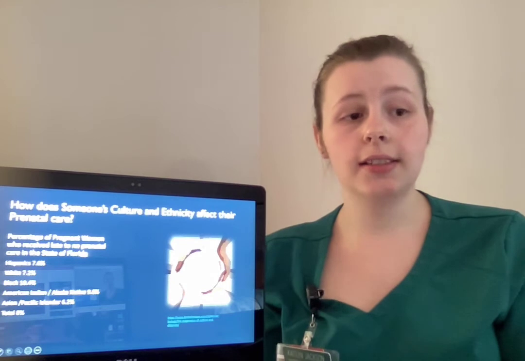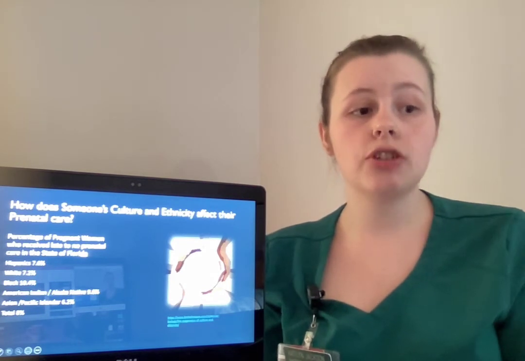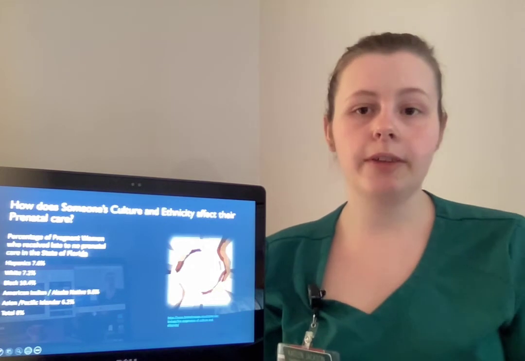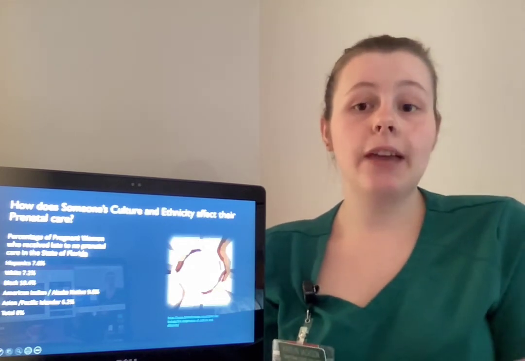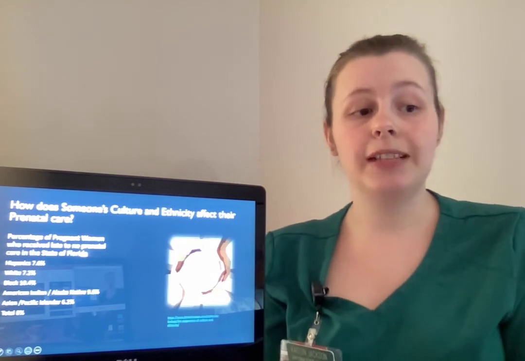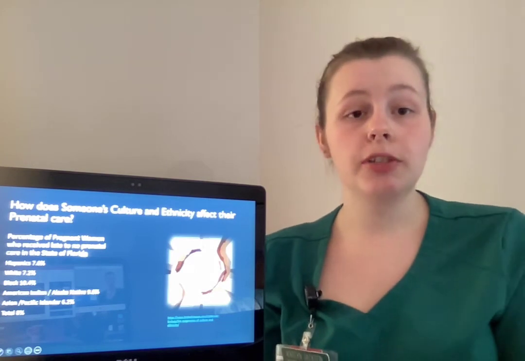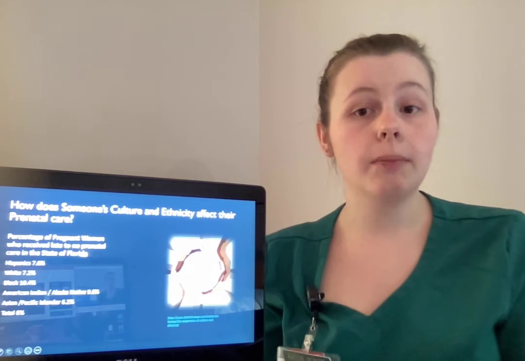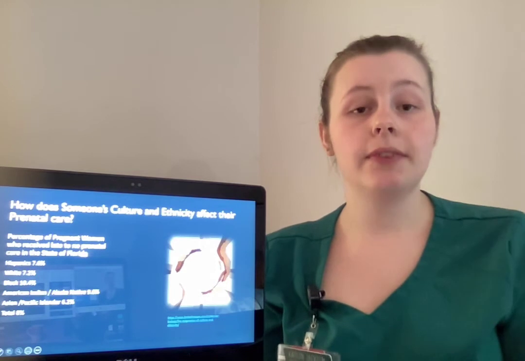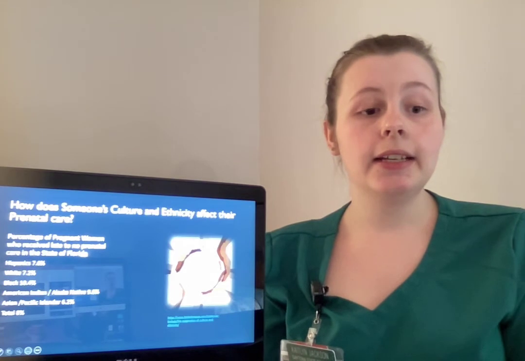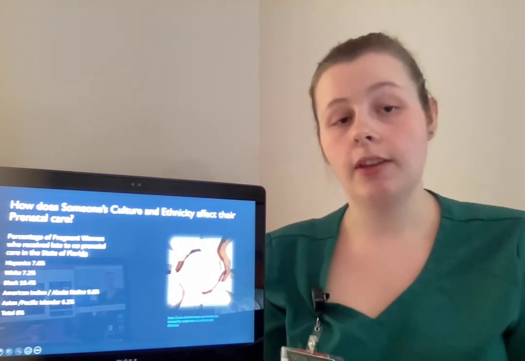On another study, according to the National Center of Health Statistics on late to no prenatal care by race and ethnicity from 2018 to 2020 in the state of Florida, 7.6% of Hispanic women receive late to no prenatal care, 7.2% of white women, 10.4% of Black women, American Indian and Alaska Native women, 9.8%, Asian and Pacific Islanders, 6.2%, received late to no prenatal care. And the total amount is 8% for the entire state of Florida.